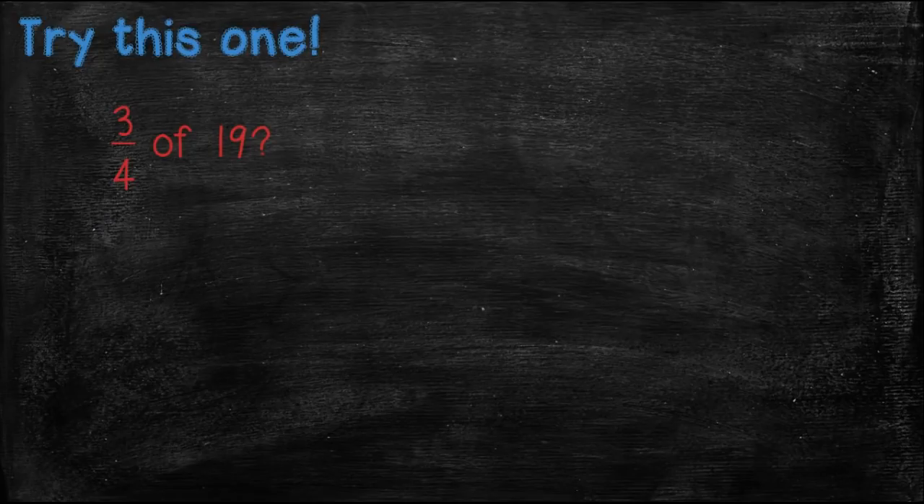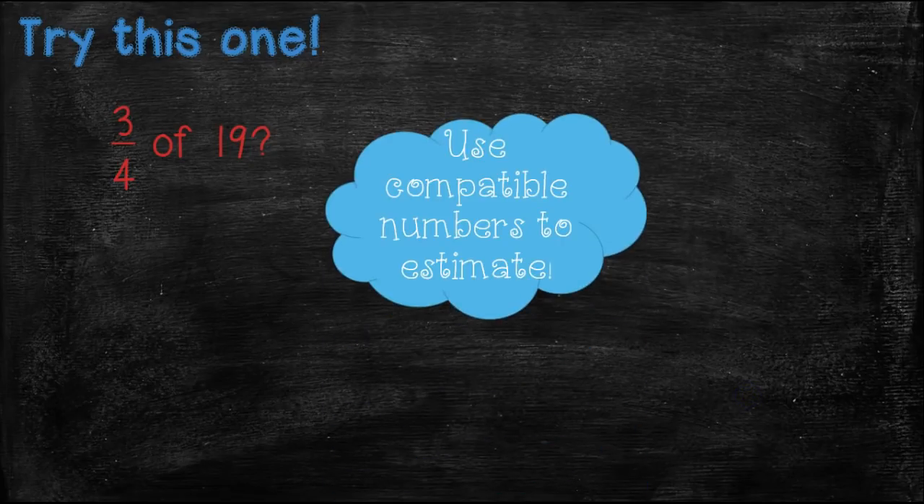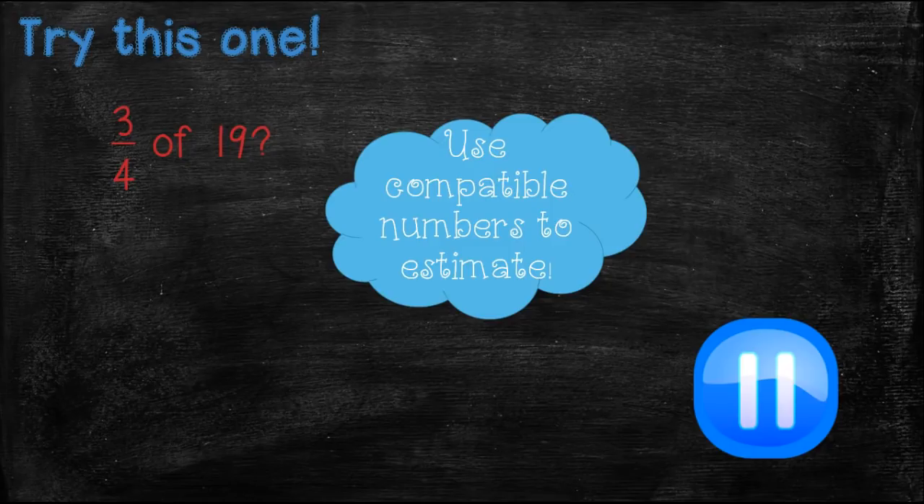So go ahead and try this one now using compatible numbers. What would you change that 19 to? 3/4 of 19. Go ahead and use compatible numbers to estimate and pause the video and come back when you're ready. Coming back in 5, 4, 3, 2, 1.